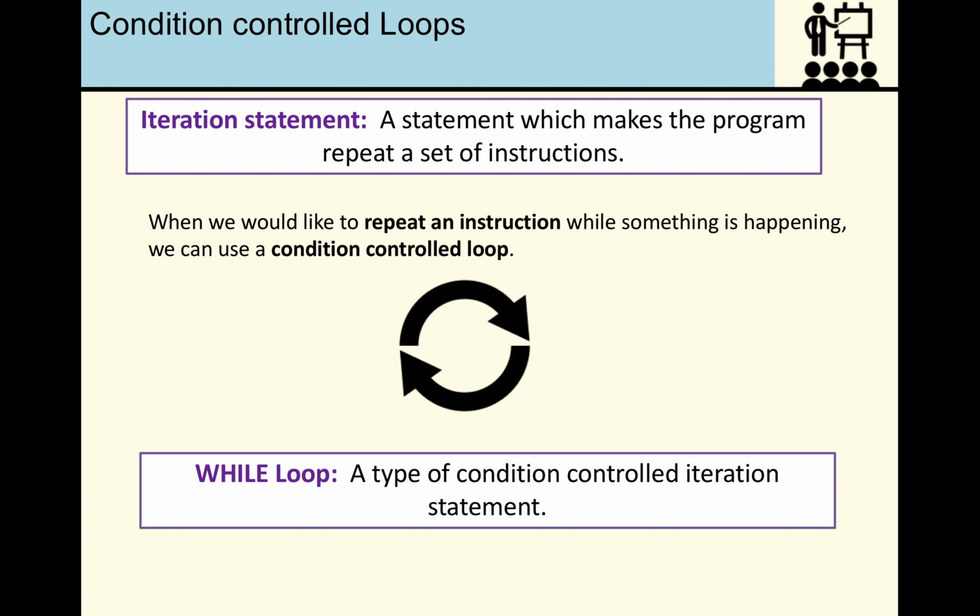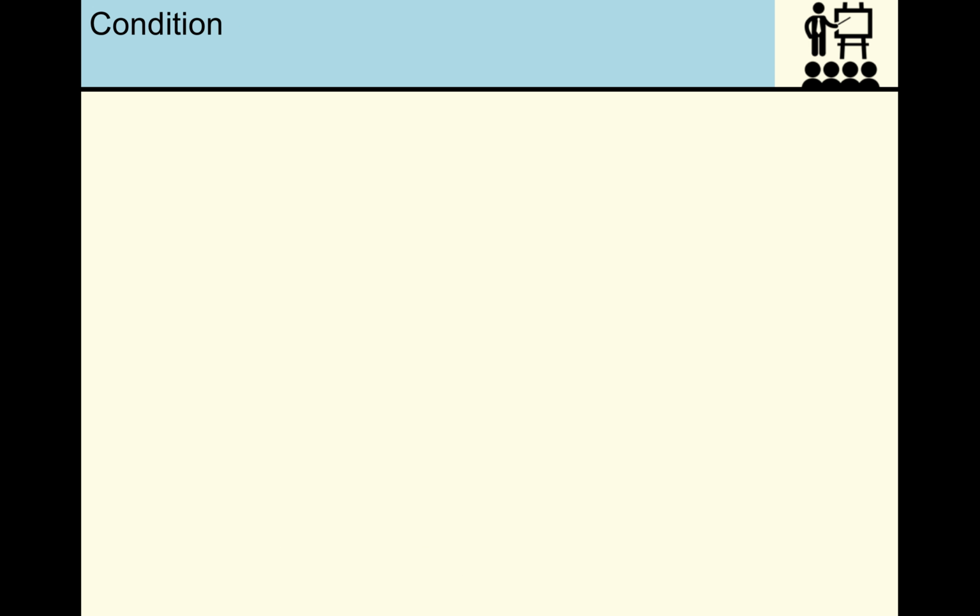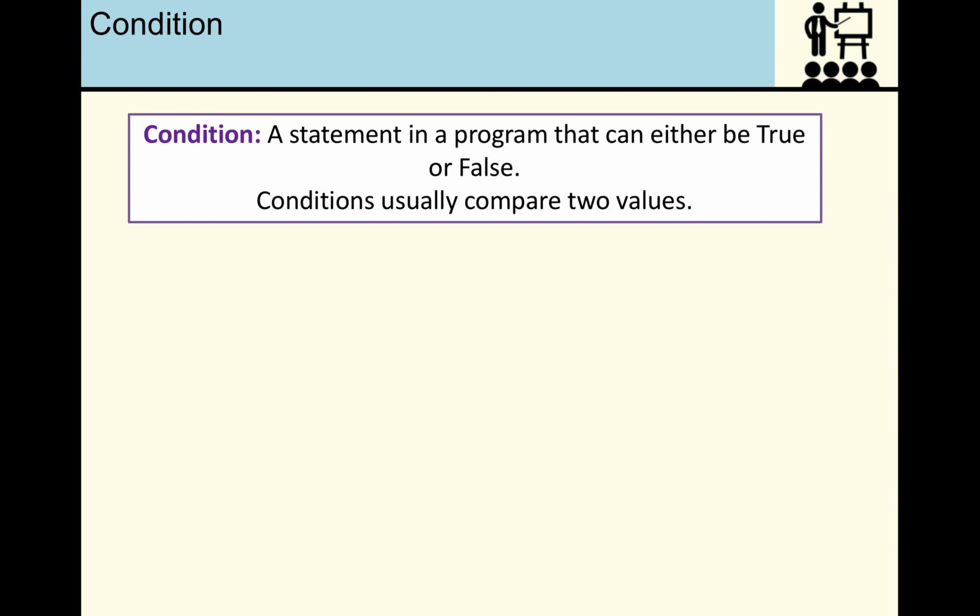And we can use a while loop, which is a type of condition controlled iteration statement. So while a condition is true, repeat the block of code. So a condition, which I keep talking about in condition controlled loops, is a statement in a program that can either be true or false. And it usually compares two values.